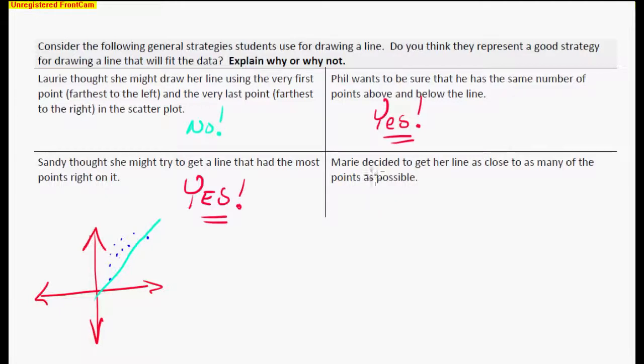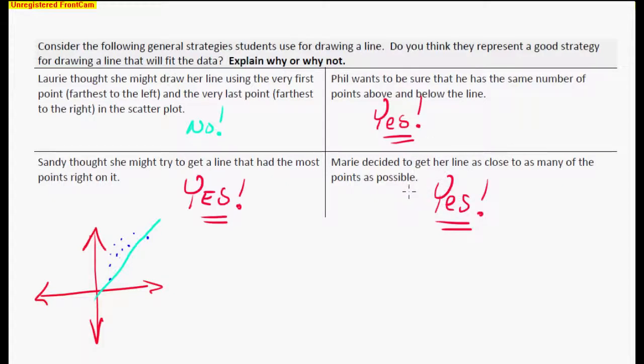And how about this last one? Marie decided to get her line as close to as many of the points as possible. All right, and that really is the definition of what a best fit line is. So I'm going to say yes as well. That one absolutely. That just goes right back to the definition. If you do those two steps we listed at the very beginning, you're going to get as close to as many of the points as possible as well. So definitely yes with that one.